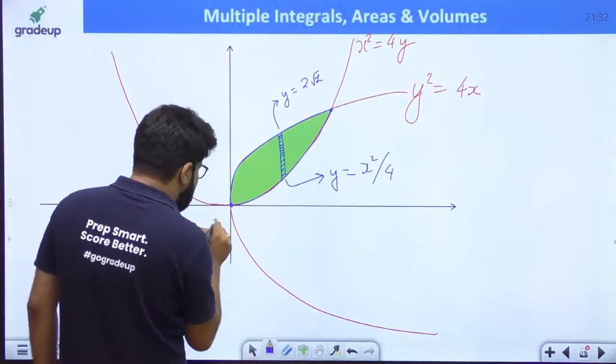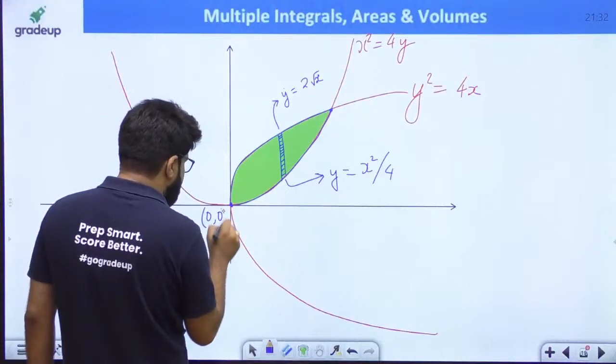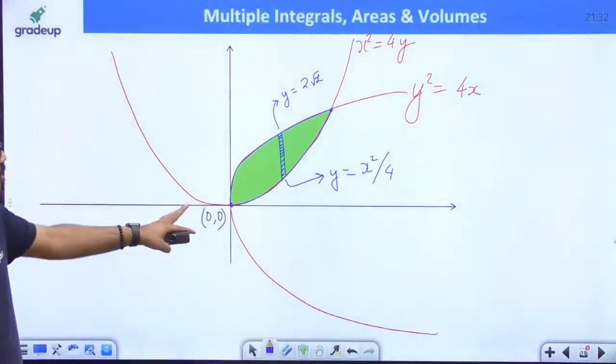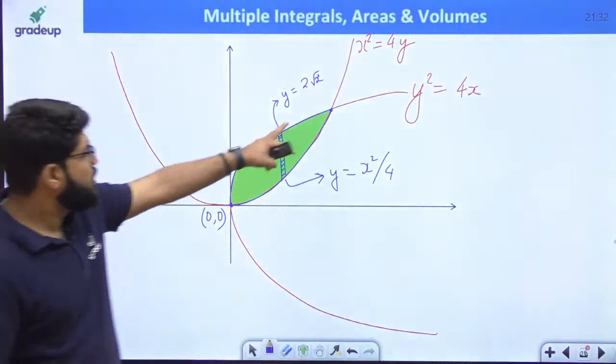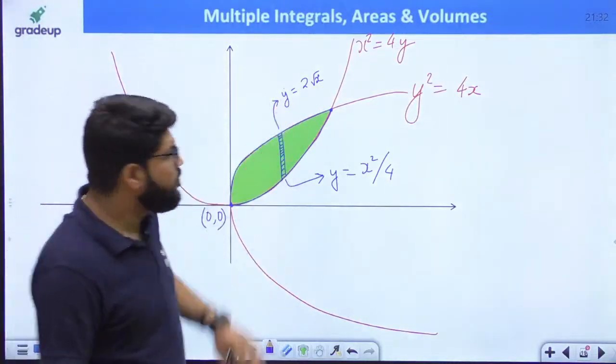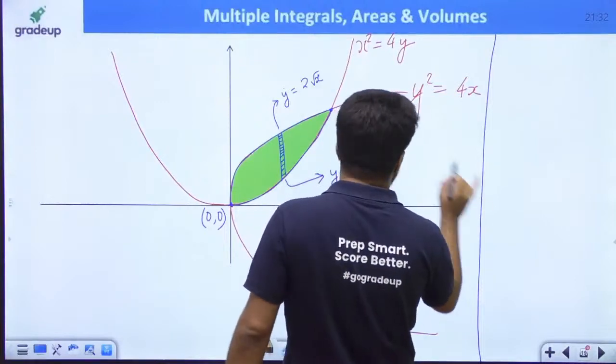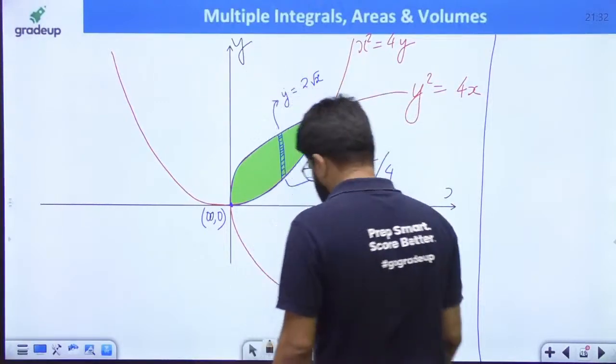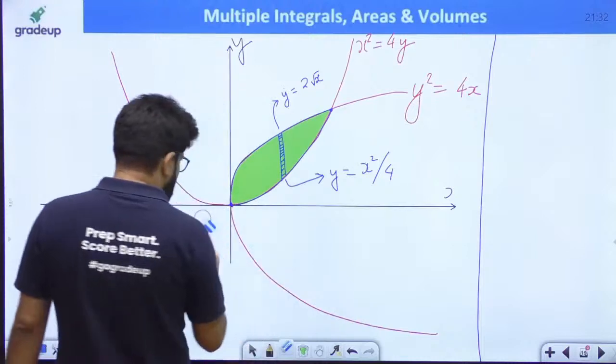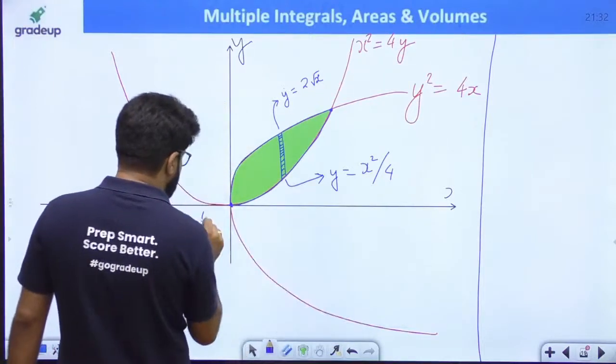Clearly this is 0 comma 0, the origin. What about this point? We can solve for the point of intersection. Let me solve up here. The board is omitting the words again.